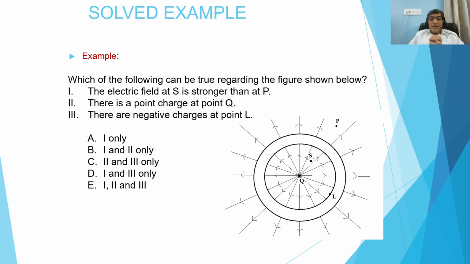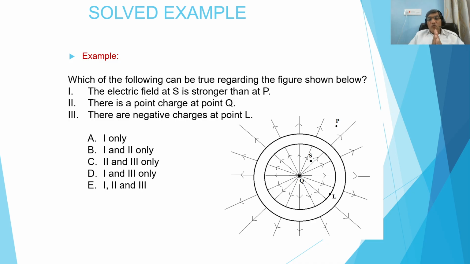So there is a point charge Q. This point is correct: the electric field at S is stronger than at P. As we see, as we move away and away, the distance between the electric lines of force is increasing. So when the electric lines of force are close together, the electric field strength is greater.